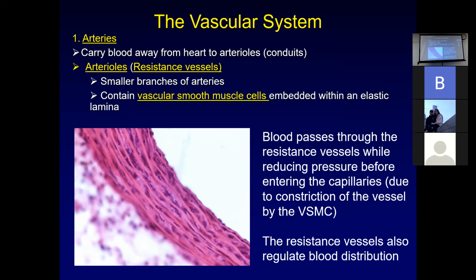And they do this because they have what's called vascular smooth muscle cells. This is a picture of vascular smooth muscle around the artery. If blood vessels are tubes, you have smooth muscle that goes all around the outside of those tubes. When that smooth muscle contracts, it squeezes the blood vessel down.